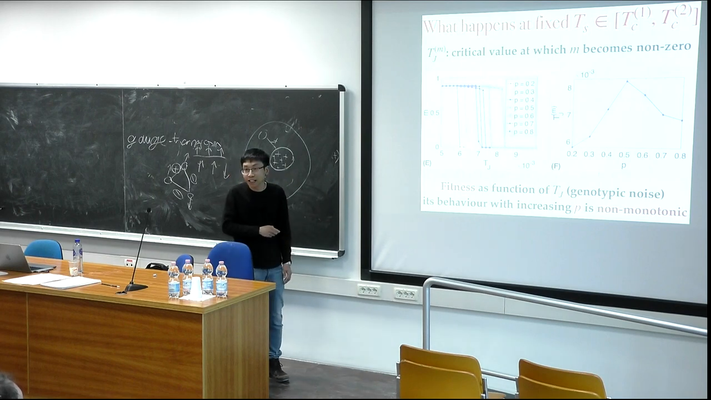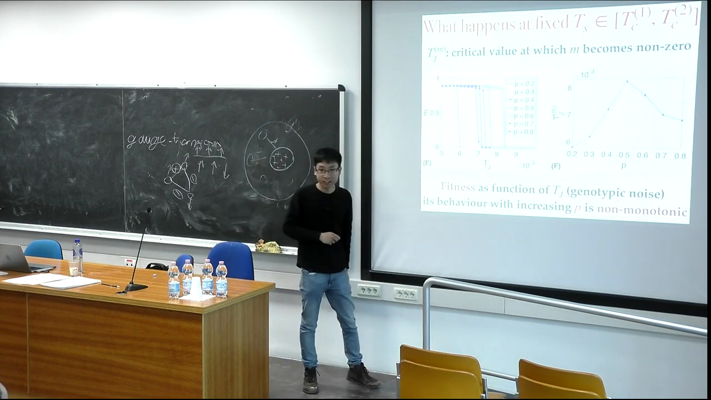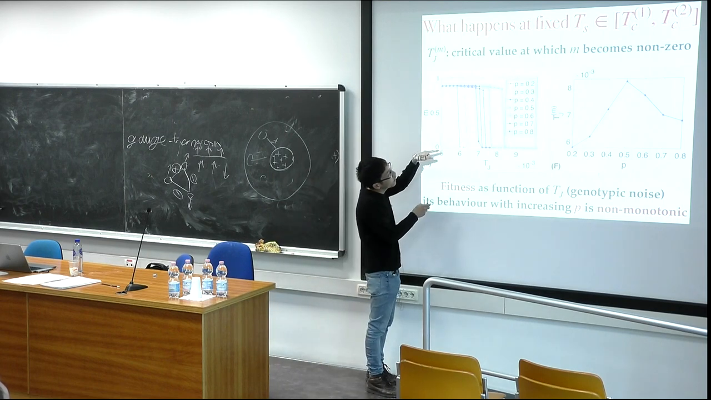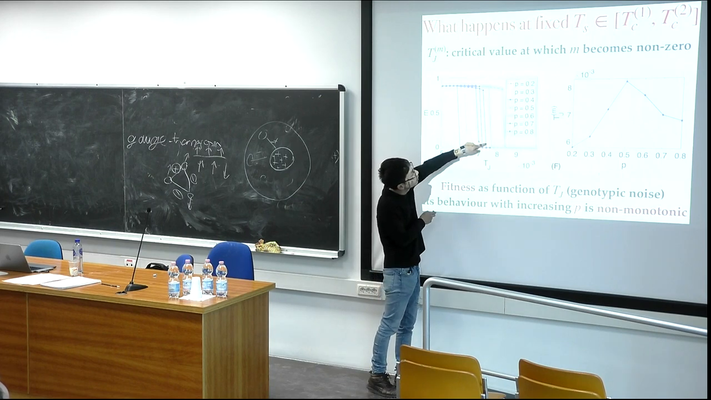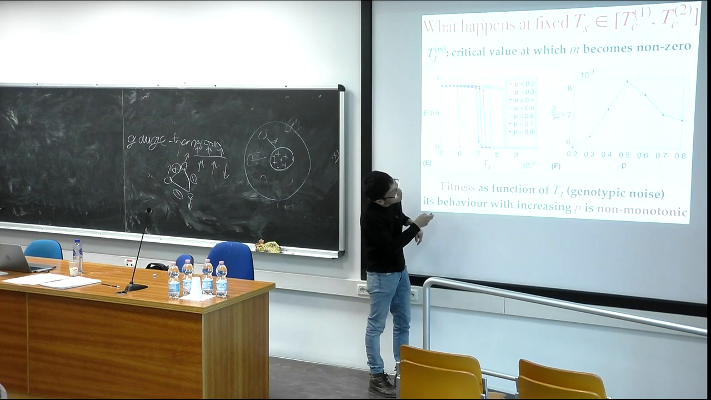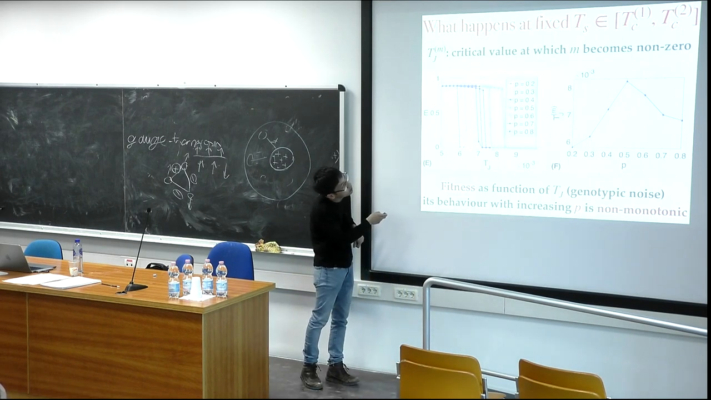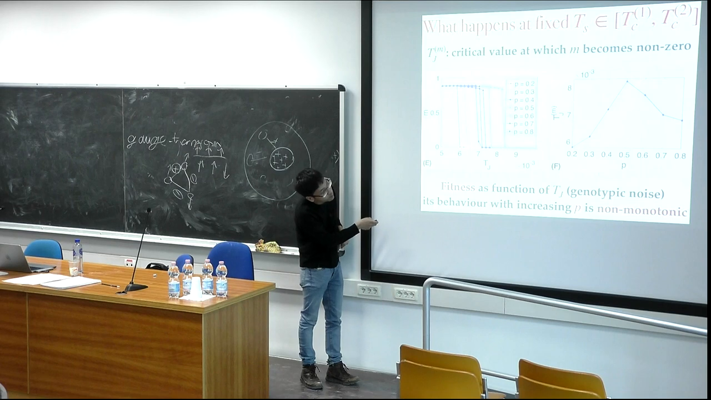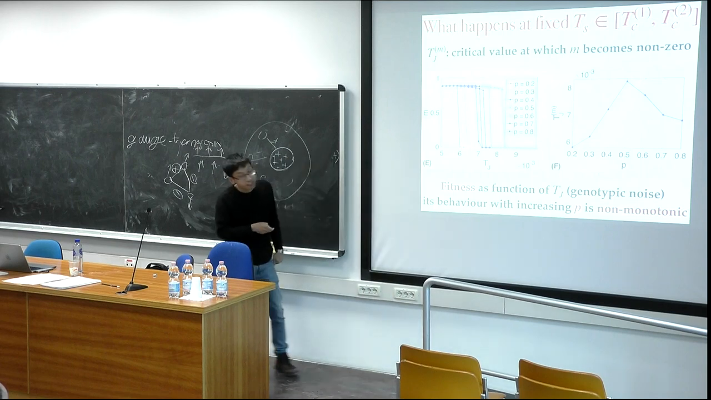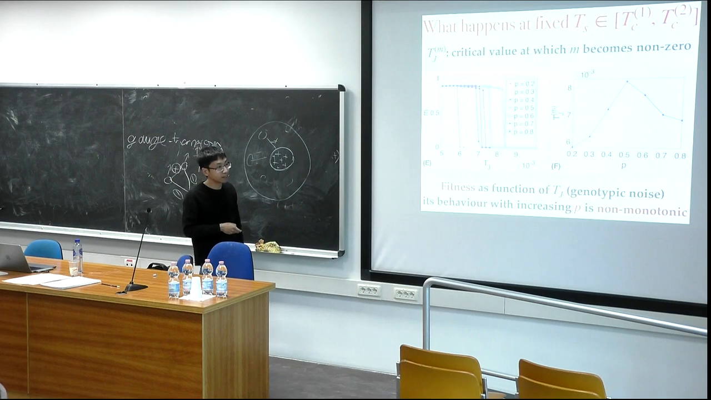Actually, you can also look at that as a function of the genotypic noise. And you will see some kind of non-monotonic behavior here. This is quite interesting. So when you have p equals 0.2, it's here, 0.3 here, 0.4 is here, 0.5 is here, but then 0.5 here, 0.6 is here, and then 0.7 and 0.8. So actually, if you plot it, the temperature at which the m becomes non-zero behaves like that.